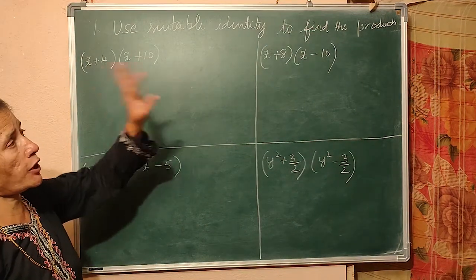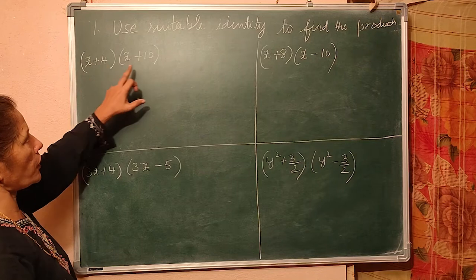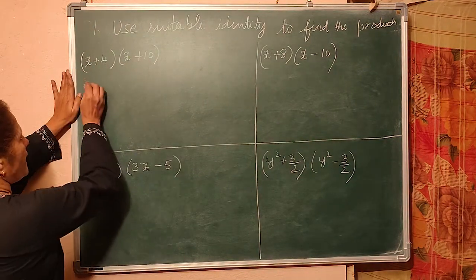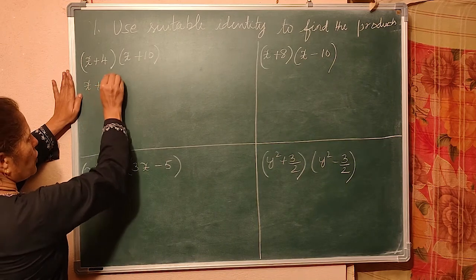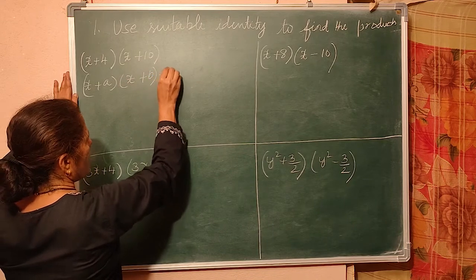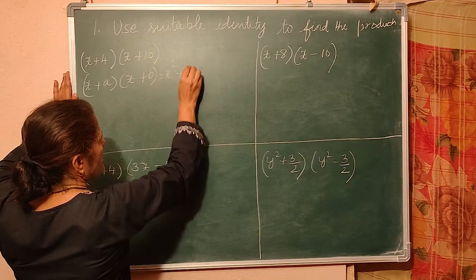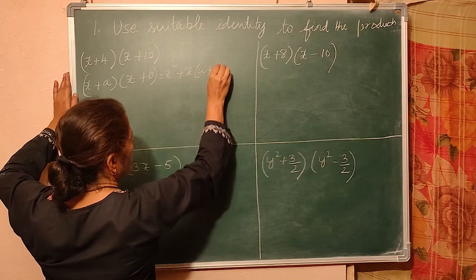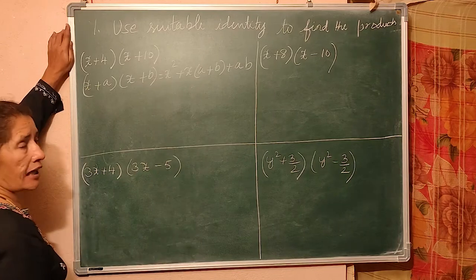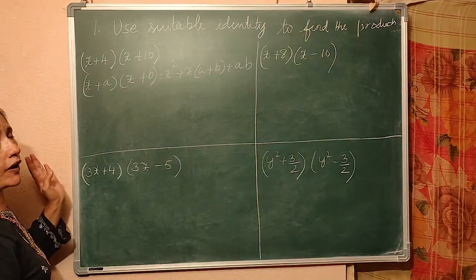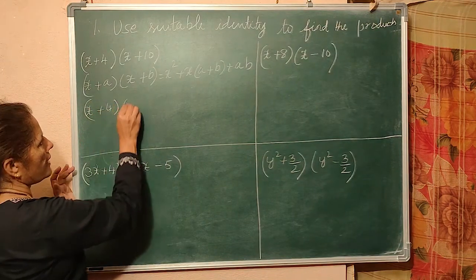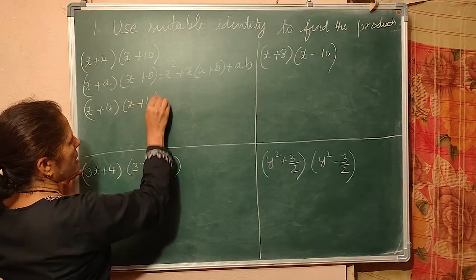Use suitable identity to find the products: (x + 4)(x + 10). See, x and x are there, so immediately which identity? (x + a)(x + b). What is (x + a)(x + b)? It is equal to x square plus x into (a + b) plus ab. Once you understand this is the identity you can make use of, you can very easily find the product. Therefore, (x + 4)(x + 10) is equal to x square.